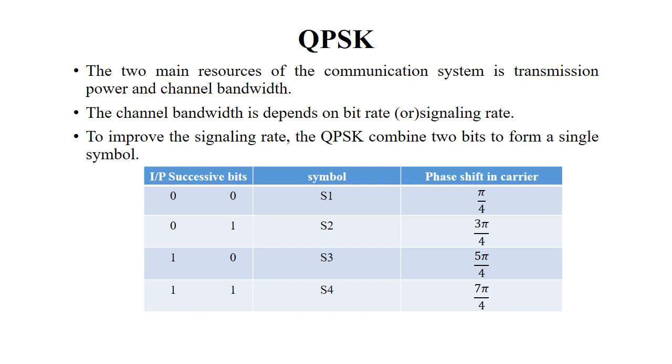When the successive bits are 0, 1, the symbol will be S2 and the phase shift in the carrier is 3 pi by 4. When the successive bits are 1, 0, the symbol will be S3 and the phase shift in the carrier will be 5 pi by 4. When the successive bits are 1, 1, the symbol will be S4 and the phase shift in the carrier is 7 pi by 4.